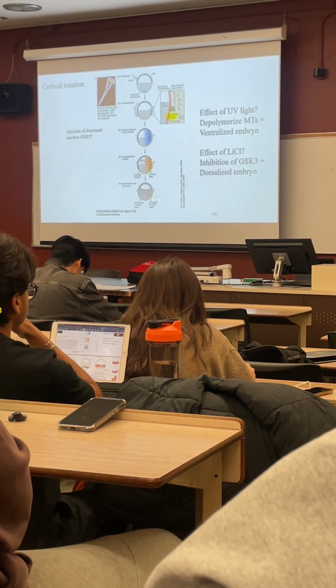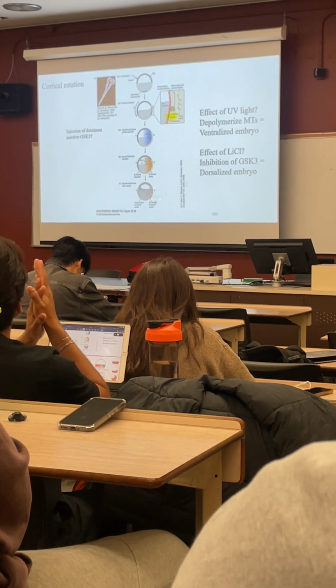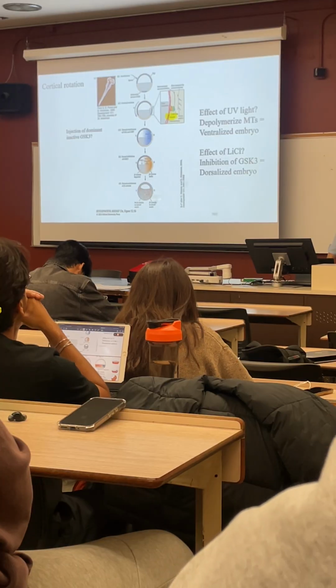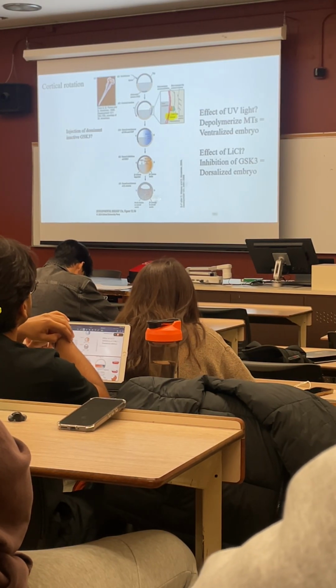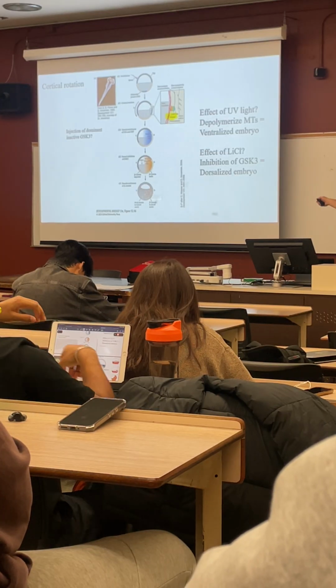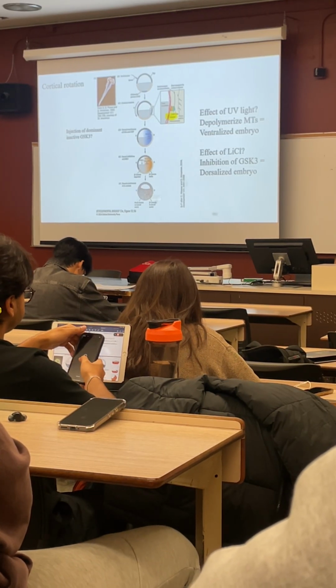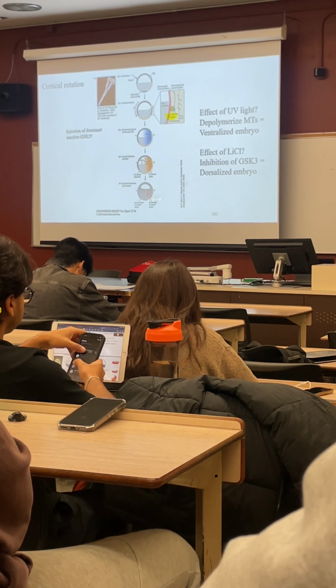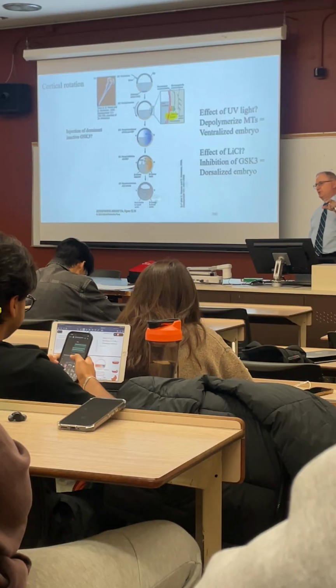Why? Because there was no cortical rotation. That means the disheveled didn't move. That means it did not inhibit GSK3 anywhere. So GSK3 was everywhere, which means beta-catenin is nowhere. That means no dorsal. So the whole thing is ventralized. And then you can do experiments to try to rescue it. What do you need to rescue? If you inject beta-catenin back in, wherever you inject it, that will become the dorsal organizer.